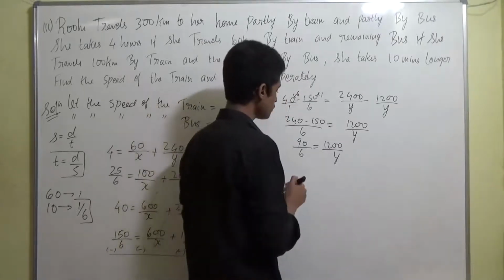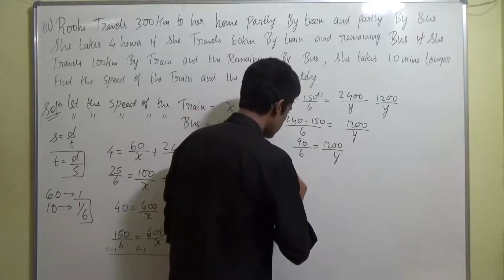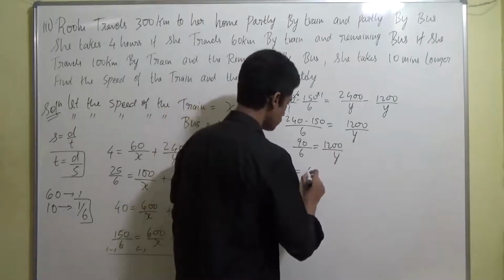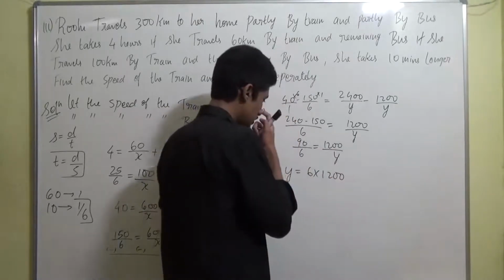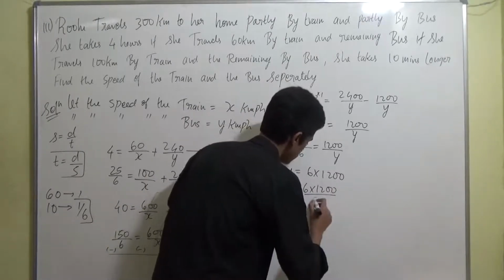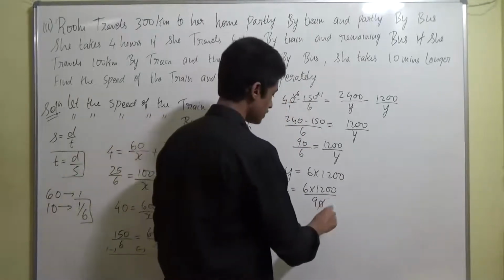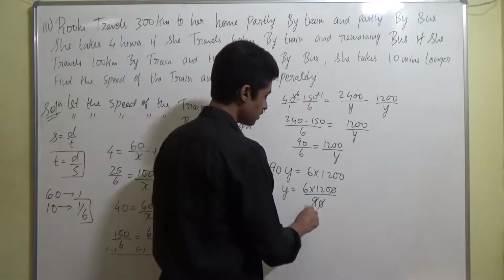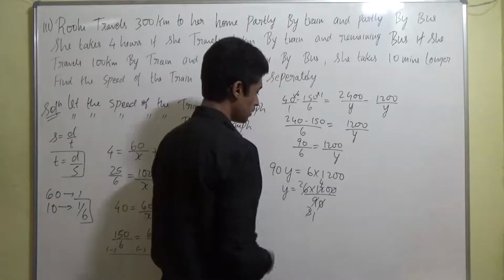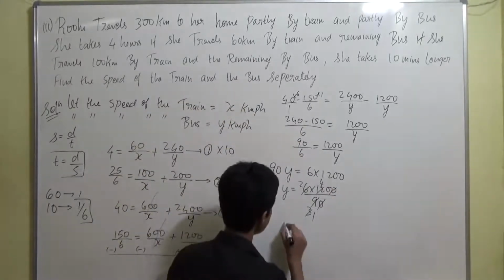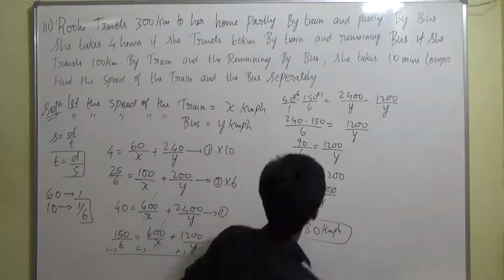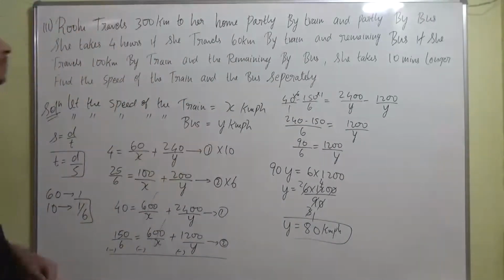Now I'll do the cross multiplication. So 90y equal to 6 into 1200. Now y will become equal to 6 into 1200 by 90. In this case, the zeros will get cancelled first, and then 3 threes are 9, 3 twos are 6. Getting it guys? 3 ones are 3, 3 fours are 12. So y equals 80 kilometers per hour. We got the value of y as 80. So the speed of the bus is 80 kilometers per hour.